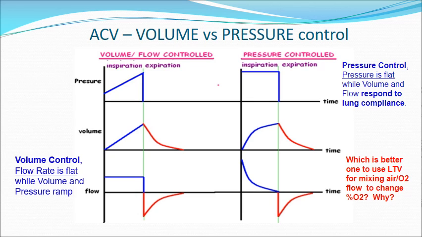So in volume control, the flow rate is kept flat. That is a controlled variable. In pressure control, the pressure is kept flat. Now, which is better of these two modes? In our case, where we want to use the LTV 950 for mixing air and oxygen flow to change the percentage of O2, think about that and why.